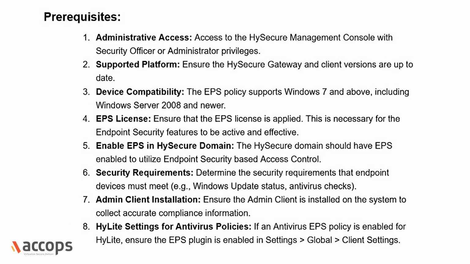These include administrative access to the HySecure Management Console, enabling EPS with a valid license, verifying endpoint compatibility, and installing the admin client. Additionally, confirm security requirements are defined and that host scan EPS settings are enabled for antivirus policies. For detailed configurations, refer to the accompanying documentation or on-screen instructions.